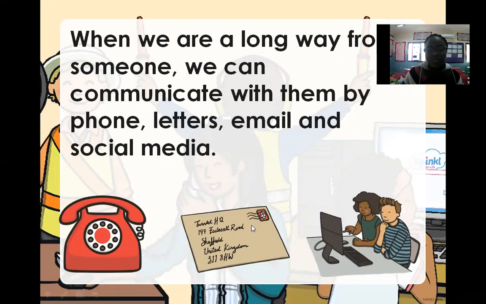Now, I want you to understand this. When we are a long way from someone, we can communicate with them by phone, by letters, by emails, and social media. The world is so easy now that we can communicate with our loved ones far away from us. For example, people that live outside Qatar, how do we communicate with them? We communicate with them by making calls, sending letters through the post office, sending email, or even through social media.